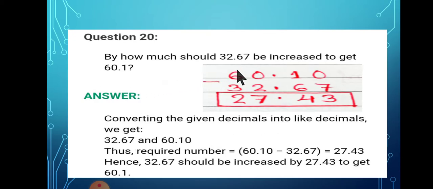So after the decimal the highest number of digits is 2, that's why we will insert 1 zero after the decimal, then we will subtract 60.10 minus 32.67. We borrow: 10 minus 7 is 3, 10 minus 6 is 4, 9 minus 2 is 7, 5 minus 3 is 2. So the required number is 27.43. So finally 32.67 should be increased by 27.43 to get 60.1. Let's see the next question.